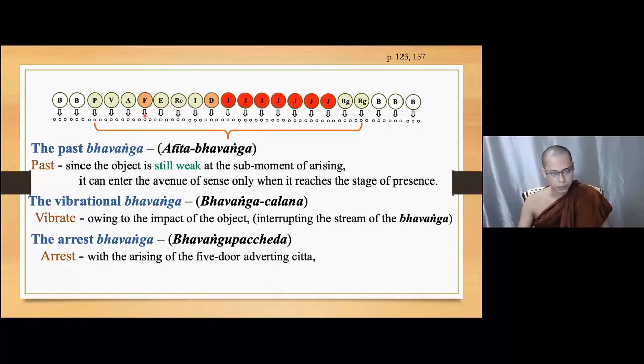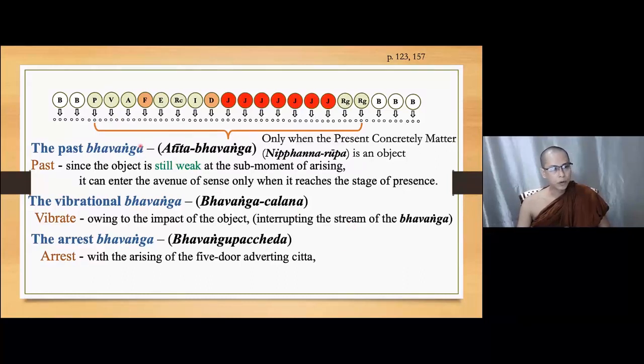And the five-door adverting consciousness, which is included in the cognitive process, arises in the moment of the cognitive process. When it arises, the bhavanga cannot continue. That is why that last moment is called the arrest bhavanga, giving the opportunity to the five-door adverting consciousness to arise as the bhavanga stops. That is why these three bhavanga, although they are of the same type as the previous bhavanga, have different names. Past bhavanga, because the object is too weak to be the object of this process. Second, the vibrational bhavanga. And the third is called the arrest bhavanga.